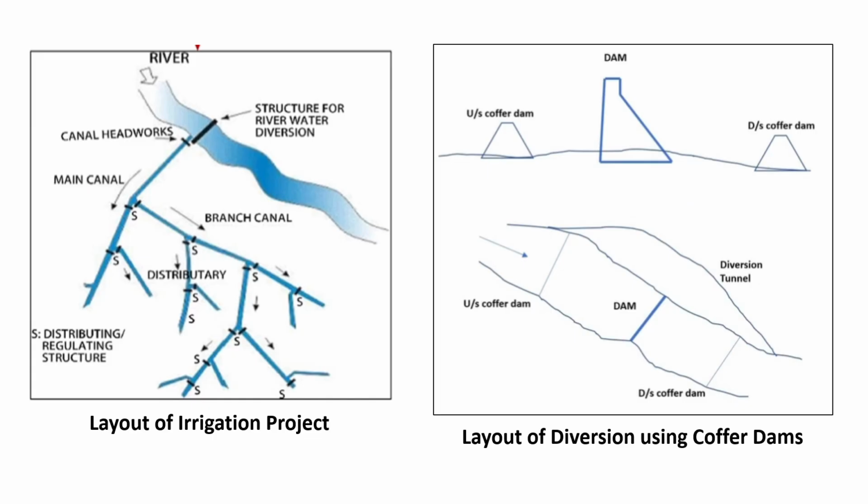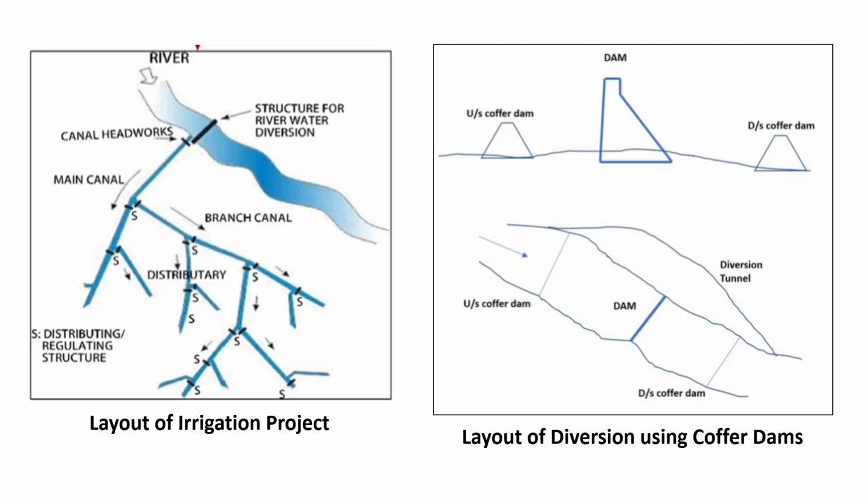We can see here the layout of an irrigation project. Here, the canals are planned only on the left bank. In some projects, canals are planned on both abutment sides and also through the dam body. Accordingly, the dam site needs to be selected. Another aspect is diversion of flood during the construction period.